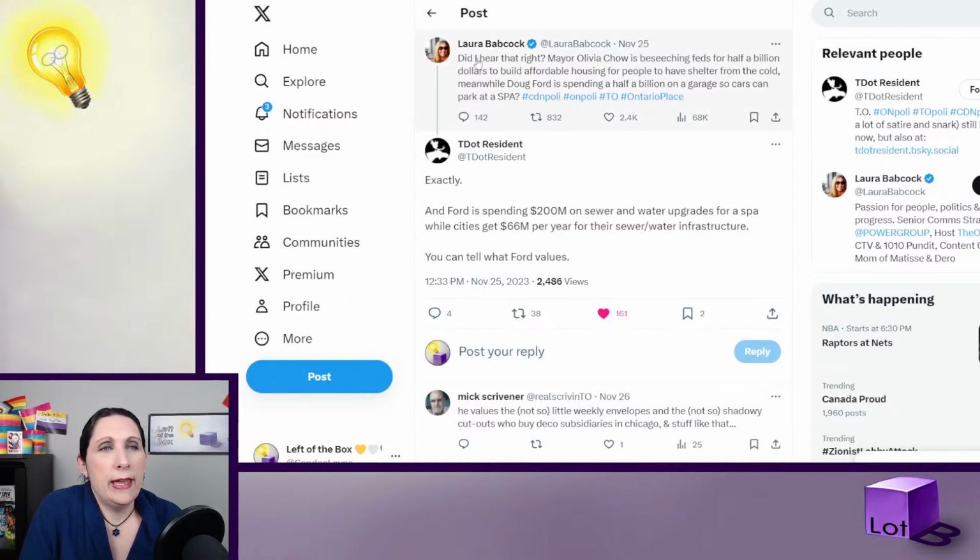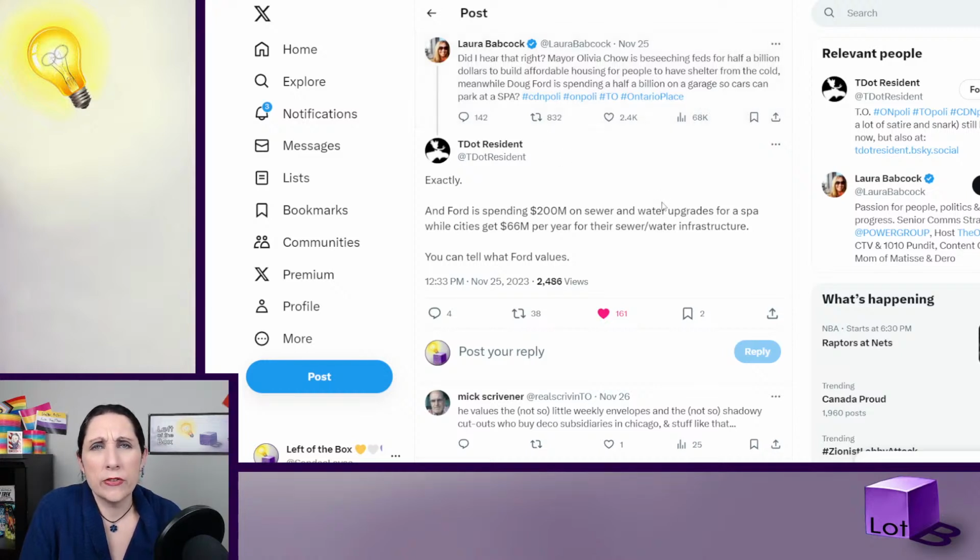But here we have, did I hear that right from Laura Babcock? Mayor Olivia Chow is beseeching feds for $500 million to build affordable housing for people to have shelter from the cold. Meanwhile, Doug Ford is spending $500 million on a garage so cars can park at a spa.